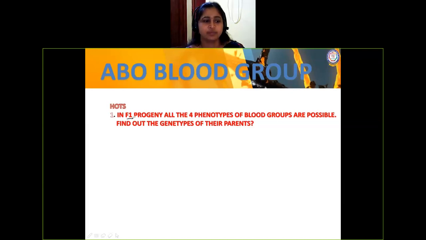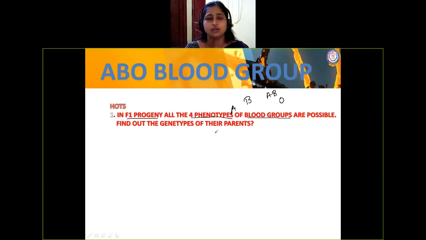So in F1 progeny, all the four phenotypes of the blood groups are possible. We'll make a note: the four phenotypes A, B, AB, and O. All the four phenotypes are possible. So this is the clue. We have to pull out the genotypes of their parents. The clue is all the four. And now we have to think about the dominant and recessive.